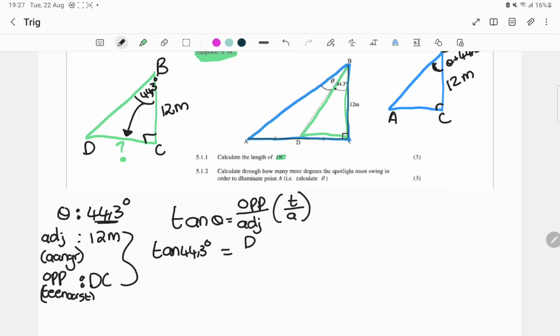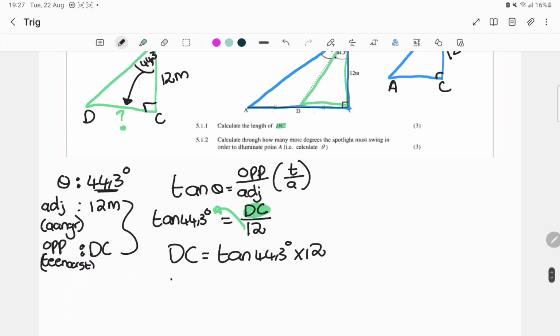opposite side, which is DC, over my adjacent side, which is 12. And now here is DC. DC is at the top, so I'm leaving it there. I'm only taking over my 12. And if I'm taking it over, it's going to multiply. So I basically have that DC is equal to tan of 44.3 degrees multiplied by 12. And that gives me that DC is equal to, let me just quickly put this into my calculator.